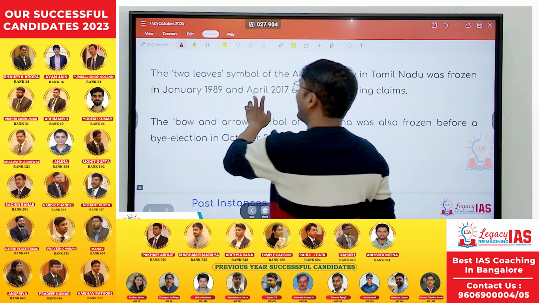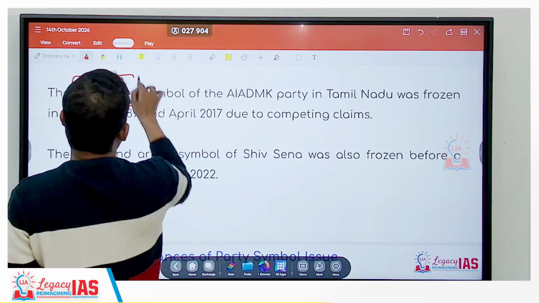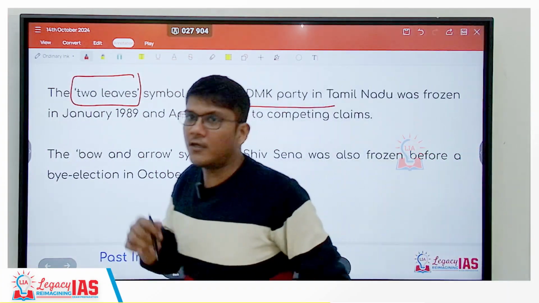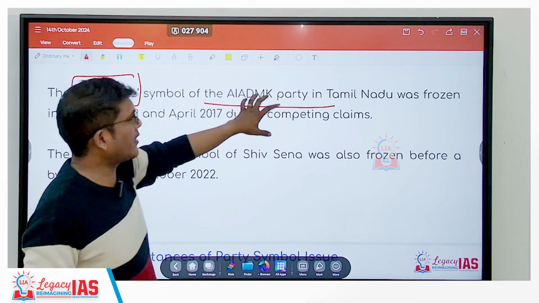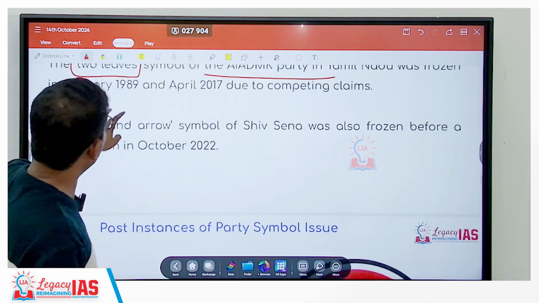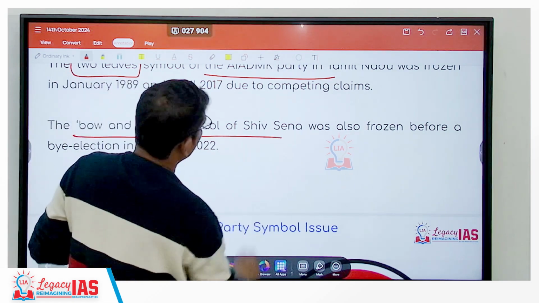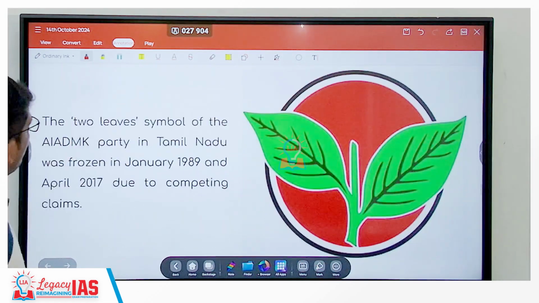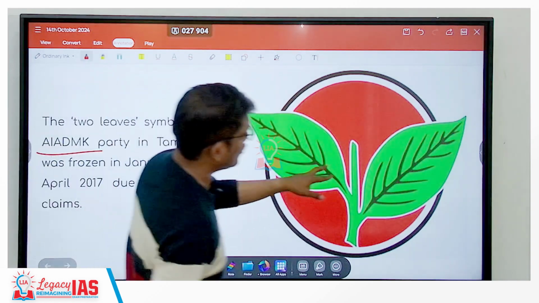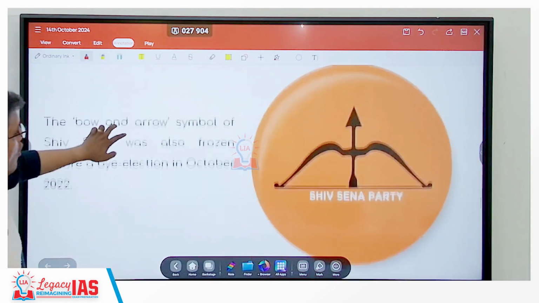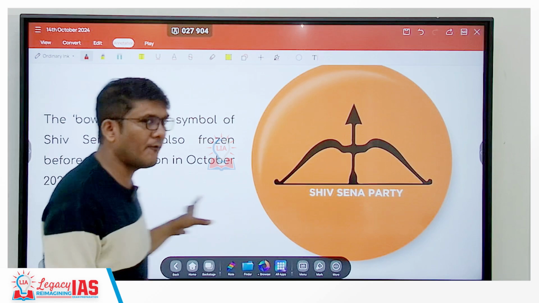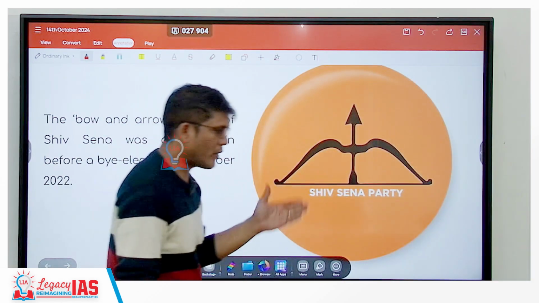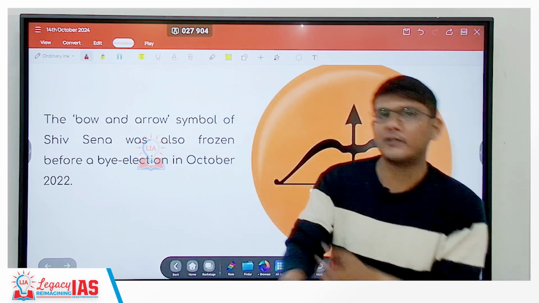However, previously it has so happened with the two-leaf symbol of the AIADMK, All India Anna Dravida Munnetra Kazhagam. So that is the political party for whom the symbol was frozen. At the same time, the bow and arrow symbol of the Shiv Sena was also frozen in 2022. So this was the symbol of AIADMK, the two-leaf symbol. This was the symbol of the Shiv Sena party, which was again frozen. So there have been cases, again in 2022 there was a split. So here the symbol was frozen for the time being.